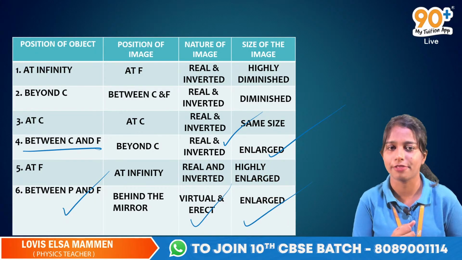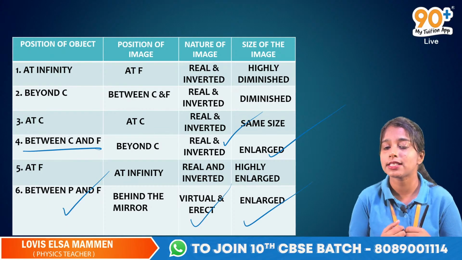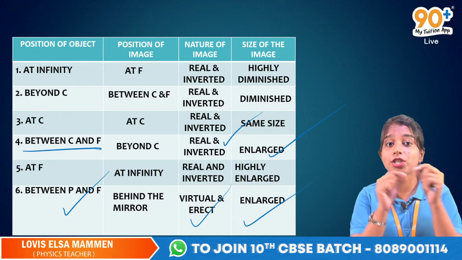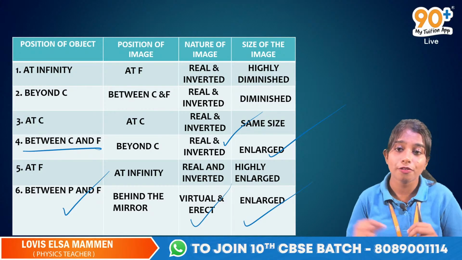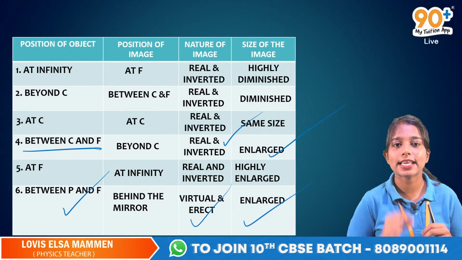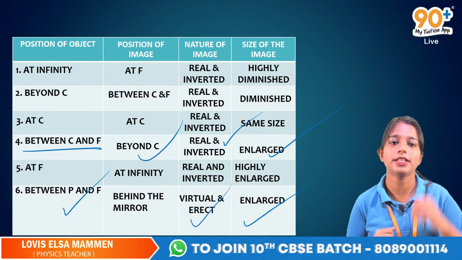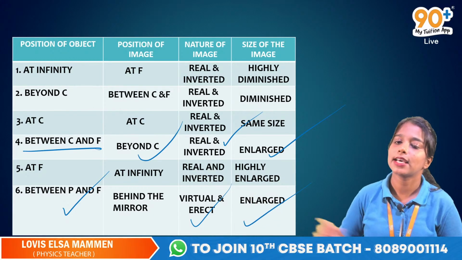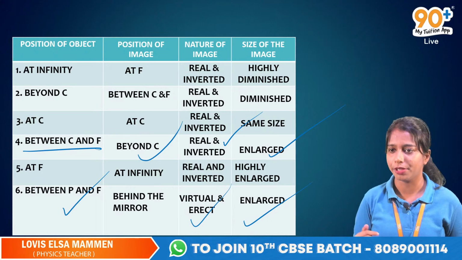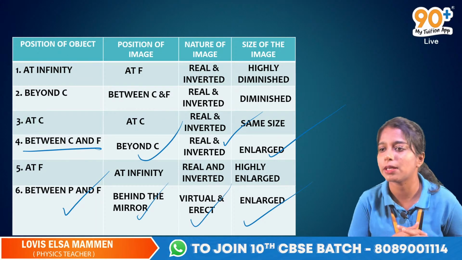The nature is different. So that is one of the differences. Got it? And the second difference, the position of the image is different. If you keep your object between the center of curvature and the focus, you can see that the image is formed beyond C. So that is one of the differences. Look here, in the other case, the image is formed behind the mirror. So these are the two differences of the image formed.